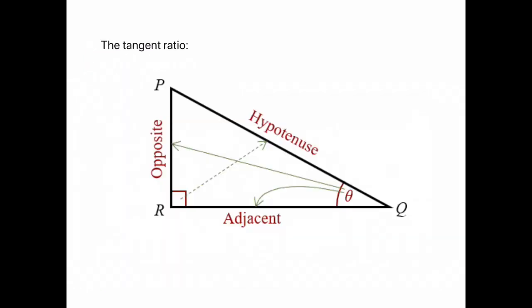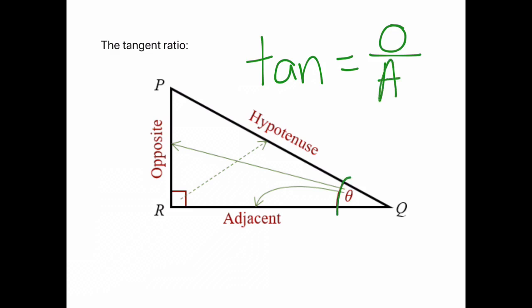A quick recap of the tangent ratio, which we learned the other day. Tangent is always opposite over adjacent. So if you're coming from this angle here, it would be the opposite side over the adjacent side, and tangent never ever uses the hypotenuse.